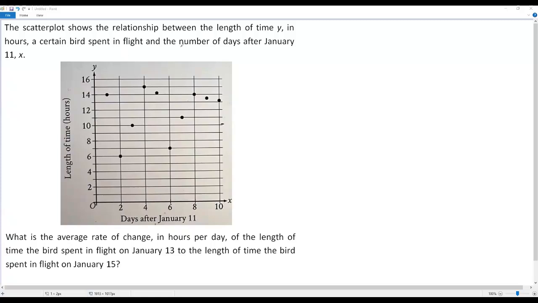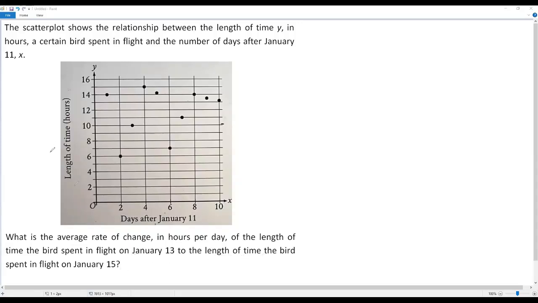Okay, so the length of time spent by the bird in flight in hours is given on the y-axis, and the number of days after January 11 is given on the x-axis. What is the average rate of change in hours per day of the length of time the bird spent in flight on January 13 to the length of time the bird spent in flight on January 15?